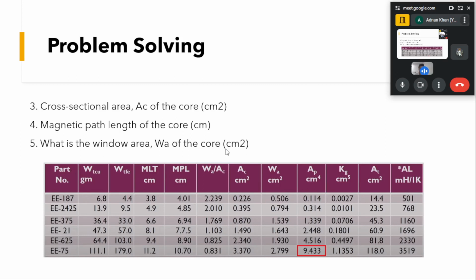And what is the window area, WA? The window area is given as 2.799 centimeter square. So the answers to these questions are 3.37 centimeter square, 10.70 centimeter, and 2.80, because we have rounded off here. If you see 2.799, you can approximately take it to be equal to 2.80. Once you have these, the subsequent questions will be based on them.